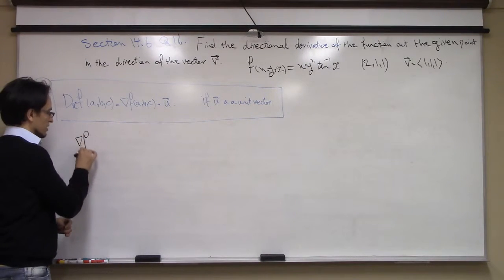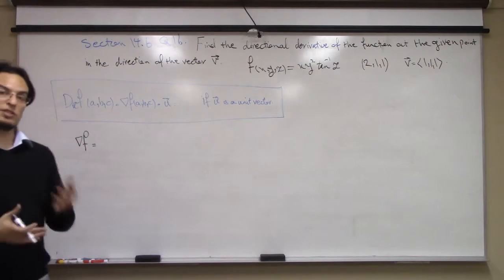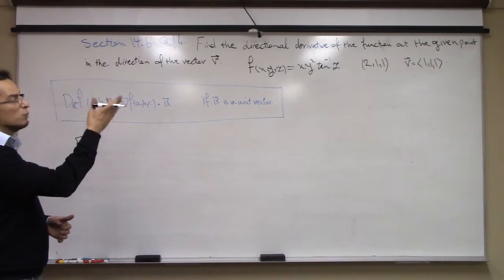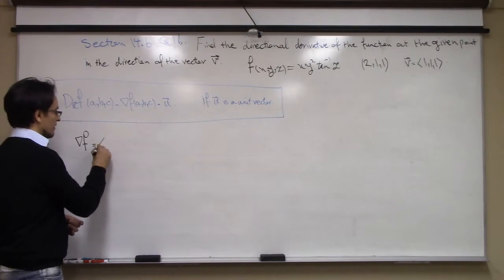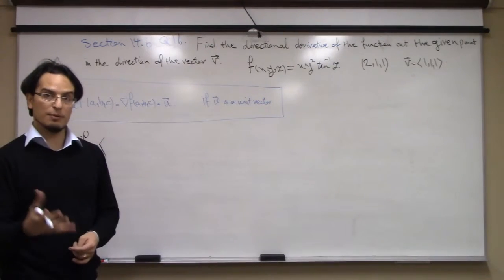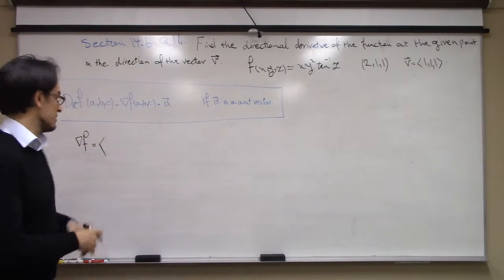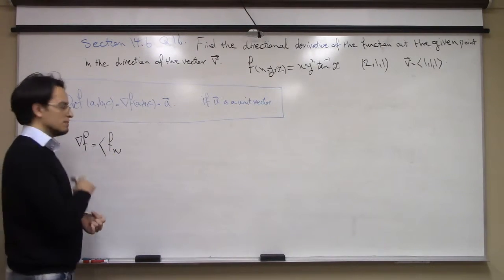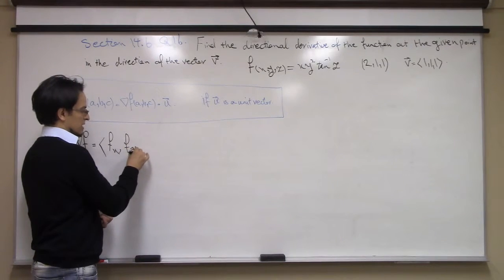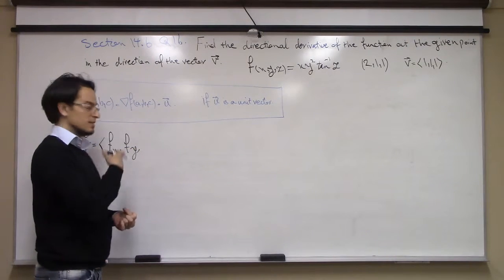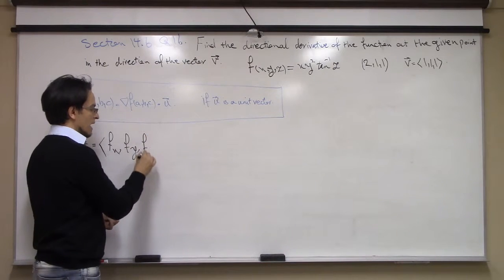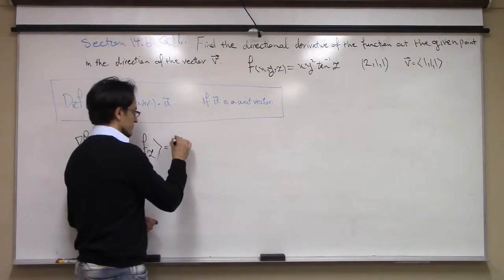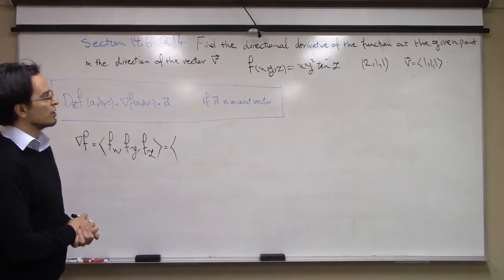So the gradient of the function, I'm going to find for the general point x, y, z, then plug in the point 2, 1, 1. The gradient of a function with 3 variables is a vector in R3, whose first component is the partial derivative with respect to x, the second component is the partial derivative with respect to y, and the third one is fz. Now we can find partial derivatives.